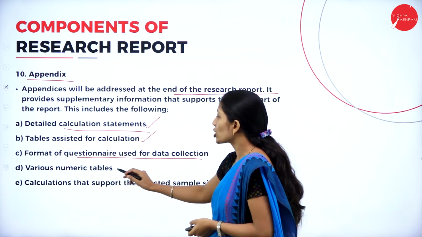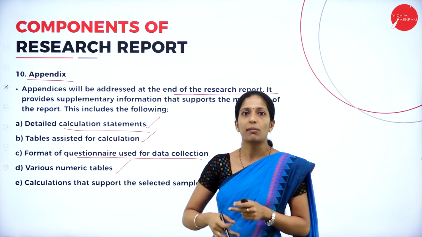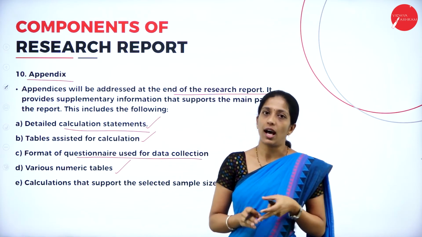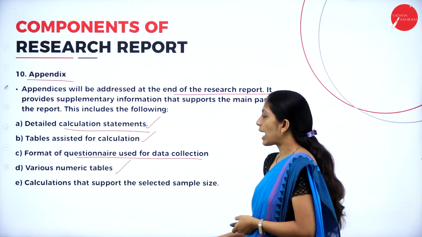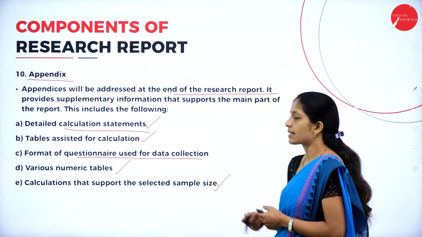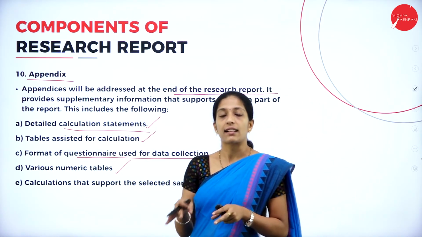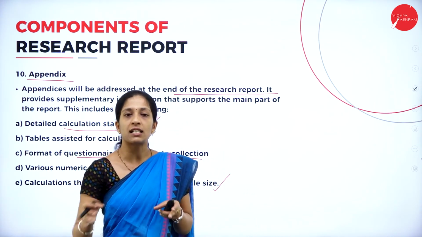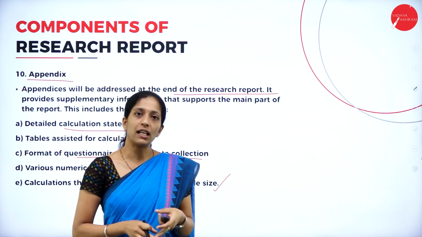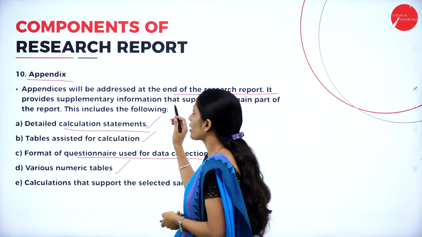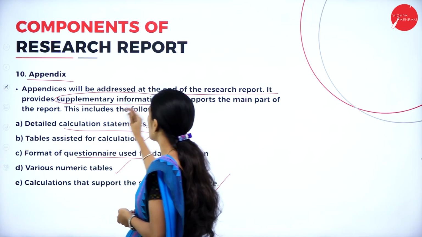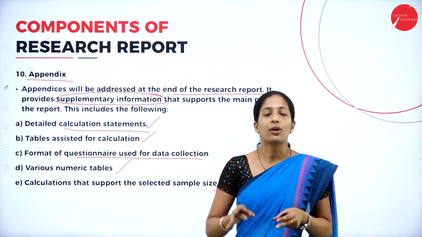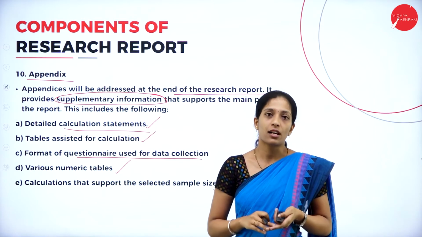And the next one is various numeric tables. So, there may be numerical tables which are used also. So, a copy of that also has to be recorded there. Next, calculations that support the selected sample size. So after selecting the sample size, what are the calculations which are made in order to analyze as well as interpret the data? So that also has to be included in the appendix. What you have to remember here is that it is supplementary information, or additional information, which is included in order to make the research successful.